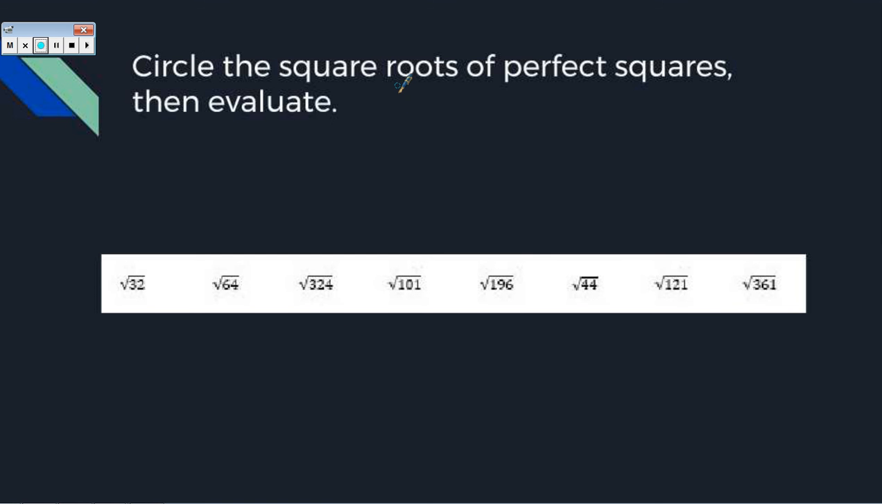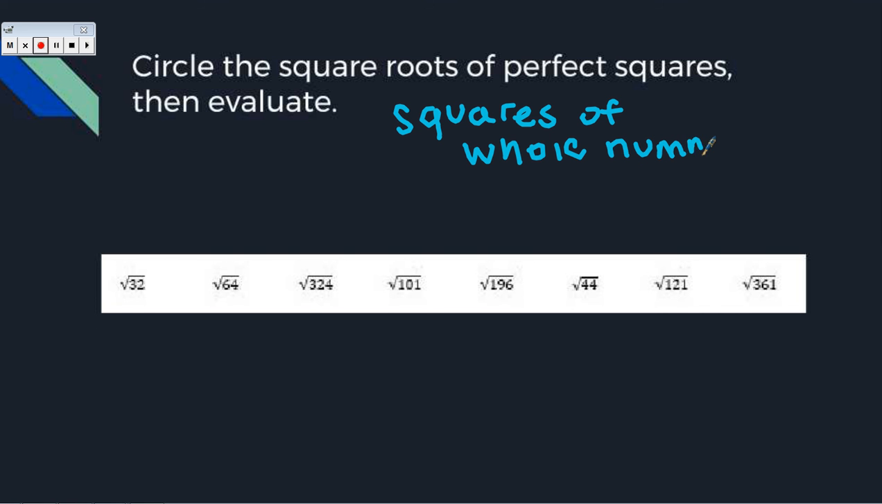This next section is asking us to circle the square roots of perfect squares and then evaluate. So the first step we need to do is find which one of these are perfect squares, and a reminder that perfect squares are the squares of whole numbers. So you're looking for the squares of whole numbers, and these should start looking familiar to you from this list that we have been seeing in the past few slides. So go ahead, take a minute to pause the video, circle on your sheet which one of these are perfect squares.